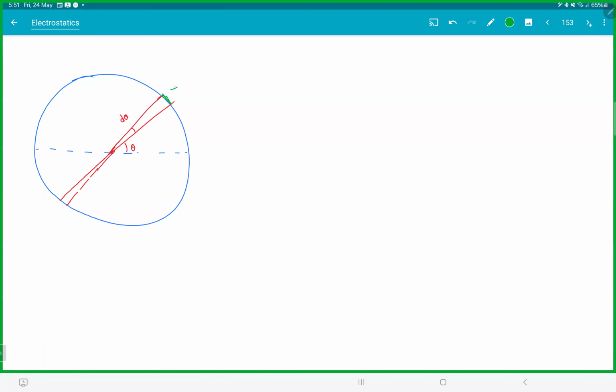So this guy would be plus lambda r d theta. This guy would be minus lambda r d theta. So we created a dipole dp, which is lambda r d theta into 2r. But if you remember, I told you always, whenever you integrate vectors, you integrate the components. So dp bar would be 2 lambda r square d theta cos theta i cap plus sin theta j cap.